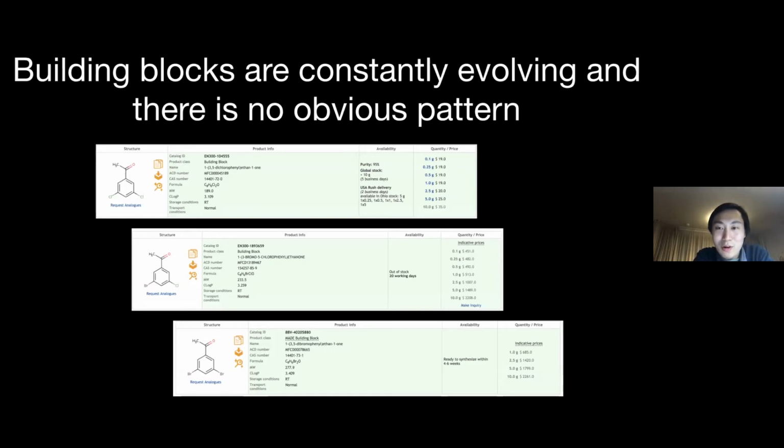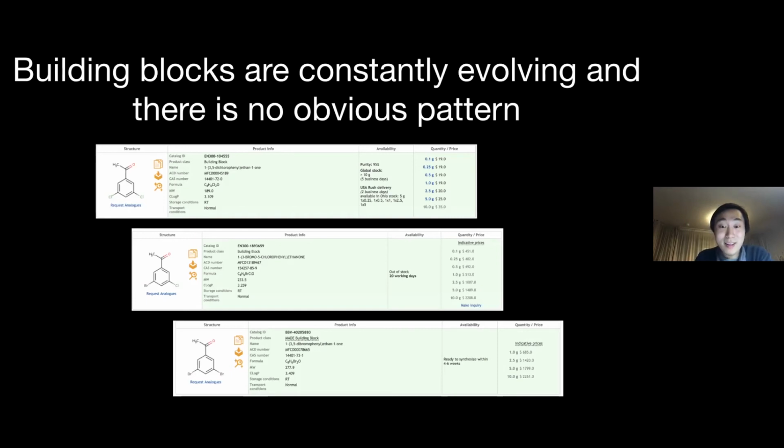One is available, $19 for 100 milligrams. One is out of stock, and it's $451 per 100 milligrams. And the other is like 4 to 6 weeks, and it's like $685 for 1 gram. Vastly different prices, vastly different time scales to make. And there is no rule or pattern or whatnot. It just literally depends. I think we have depleted a lot of Enamine building blocks, and now a lot of the building blocks which we used to make Moonshot compounds are now out of stock.